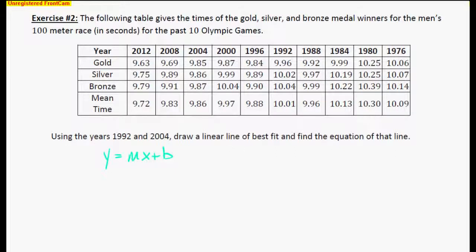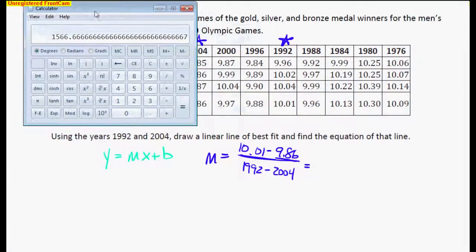I need to find my slope first, right? So for my slope, I'm going to be using 92, which is right here, and 2004, which is right here. My y values are the time, so that's going to be 10.01 minus 9.86, and I'm going to put it over the years, 1992 minus 2004.